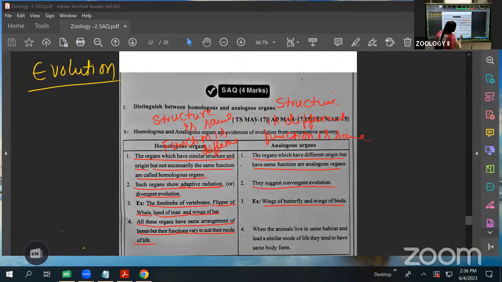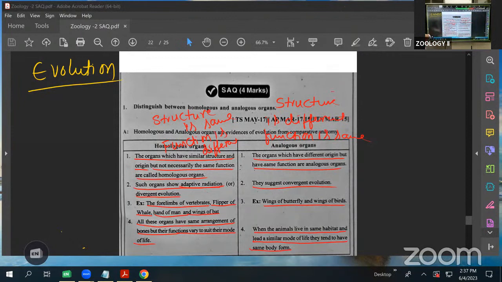When the animals live in the same habitat and they lead a similar mode of life, they have the same body forms. Means they live in the same environment. For aviation, for flying in the air, some organisms have wings. In the birds also wings are present. Structurally they are different, but in that habitat, for that purpose, their work is same, function is same. That's why they are modified. That is called analogous organs.